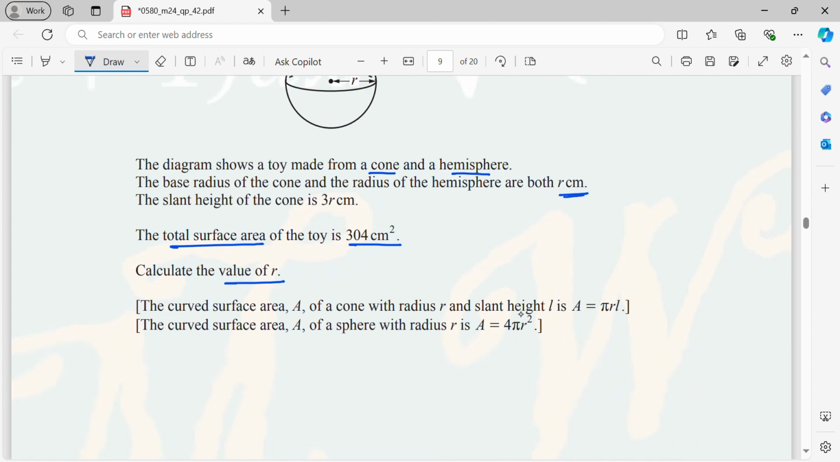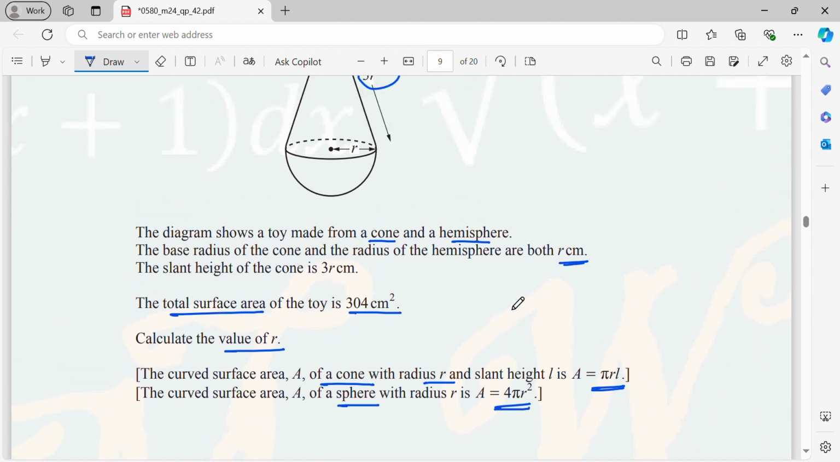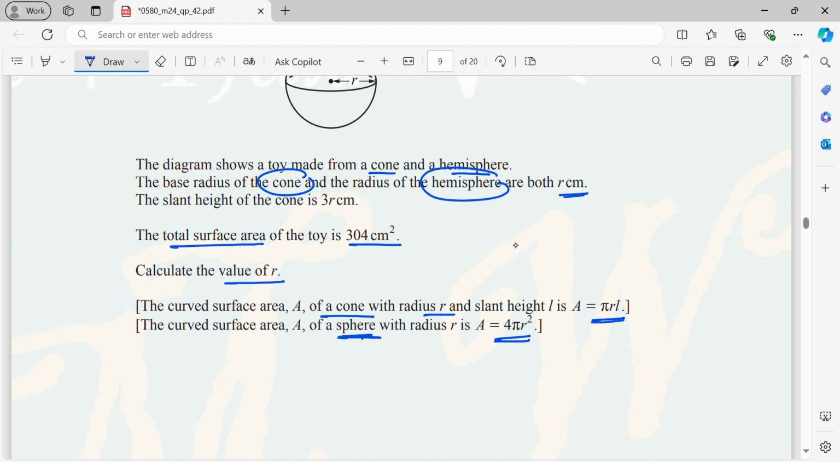The curved surface area of a cone with radius r and slant height l is pi r l. The curved surface area of a sphere with radius r is 4 pi r squared. When you look at the diagram, it's a cone and a hemisphere, so I have to take half of 4 pi r squared. That will be the surface area of the hemisphere.